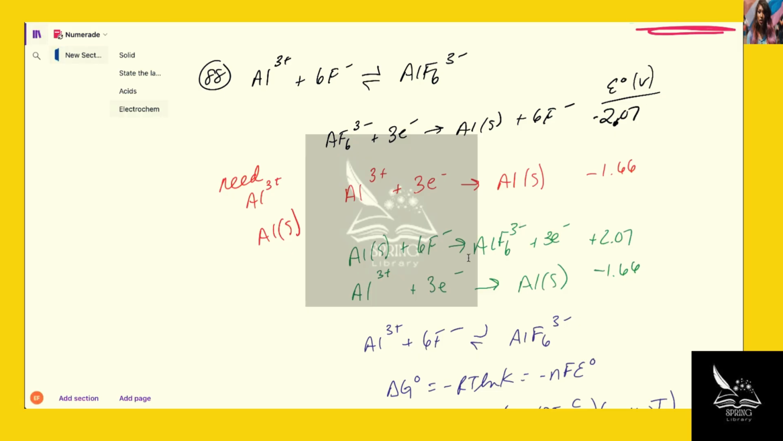So we are asked to find K for this equation here. And we're given an equation that is a reduction equation, and we're given the standard reduction potential. So how are we going to find K for one equation when we're given data about another?